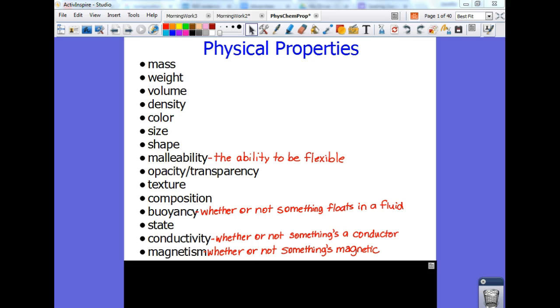Now, here's what I want to do. I want to get your brain back into that way of thinking about describing matter according to its physical properties.